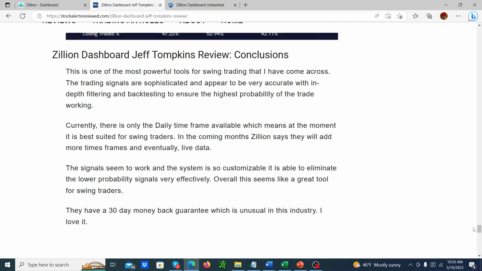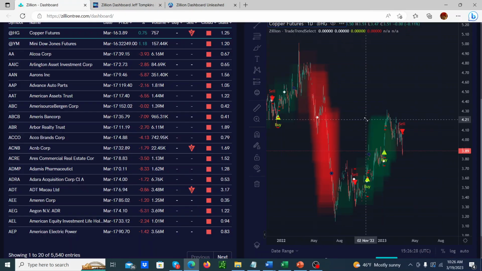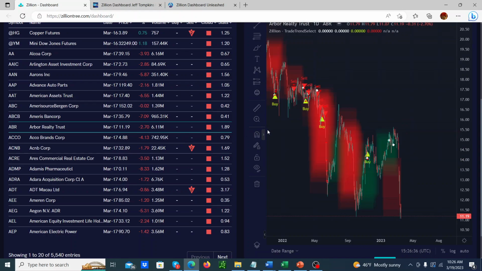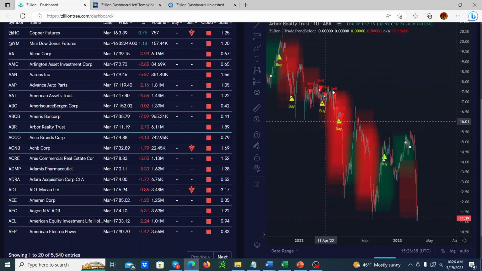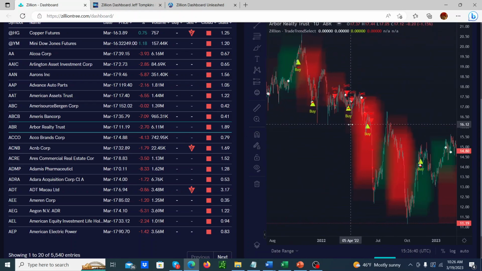Zillion uses these adaptive trailing stops that I showed you, those little red and green arrows and little lines that appear underneath the trades once they're in play. Let's try and find a good one. Let's just click on something with a decent one. Let's try ABR here. Select right here, and try and zoom in.